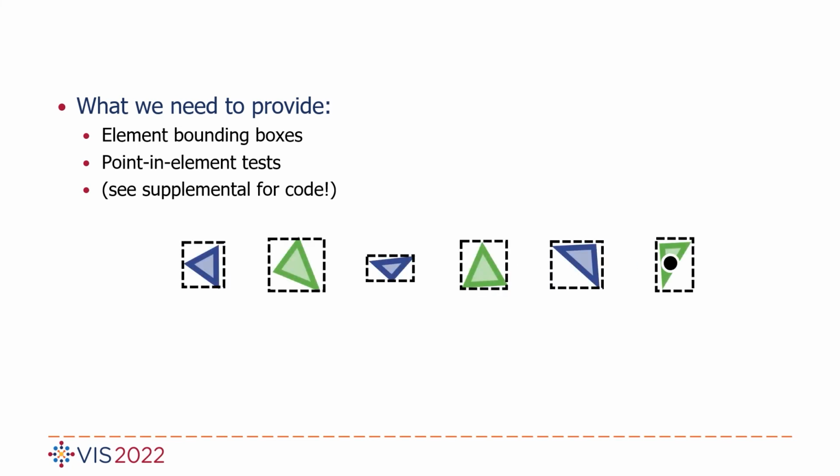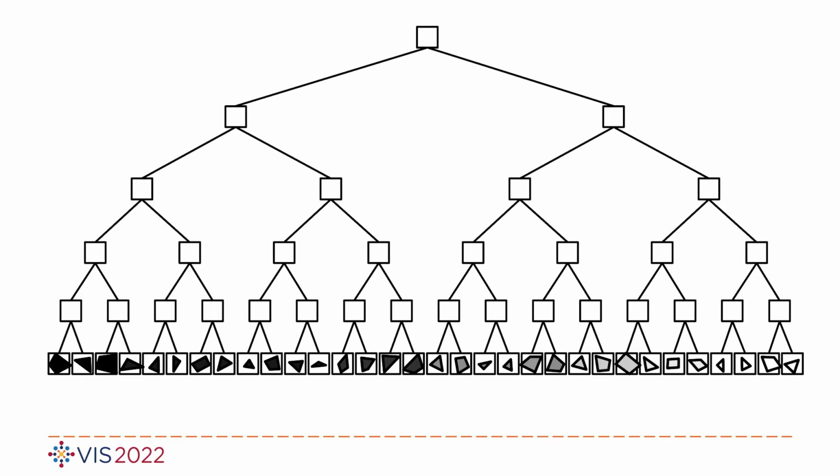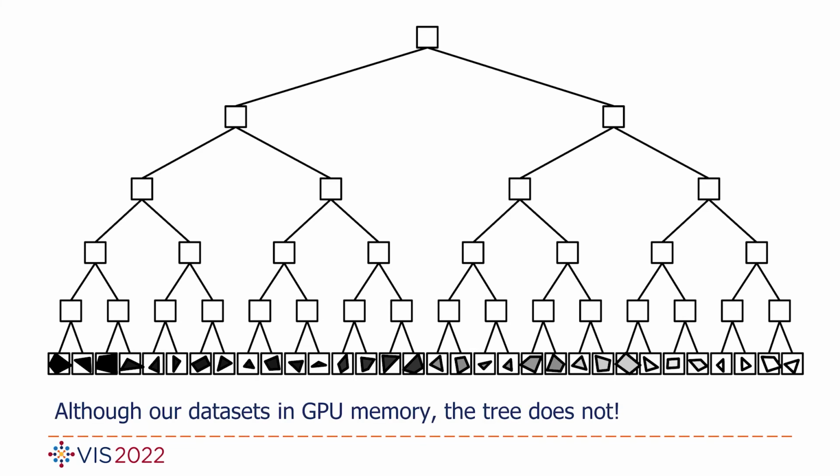Unfortunately, although these hardware-accelerated trees are relatively memory efficient as is, they still consume a significant amount of memory for datasets that are as large as these. And so although our datasets fit in GPU memory, the trees required to query our data do not.